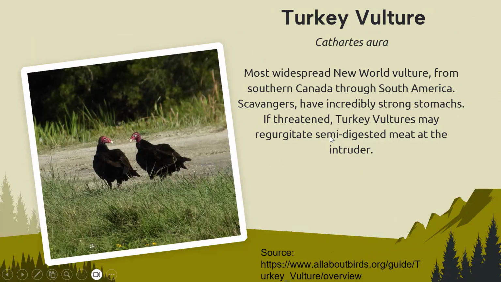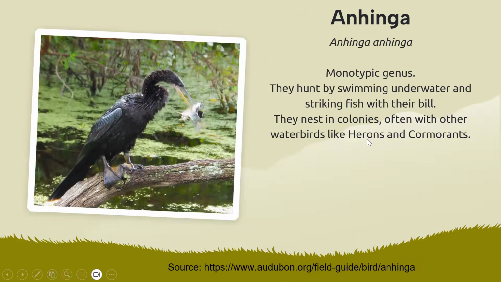The turkey vulture, Cathartes aura, is the most widespread New World vulture. It ranges from southern Canada all the way through South America, which is an incredible range. As scavengers, they have incredibly strong stomachs, and if threatened, turkey vultures can actually regurgitate semi-digested meat at intruders, which, looking at their faces, I believe it. These are freaky little guys.